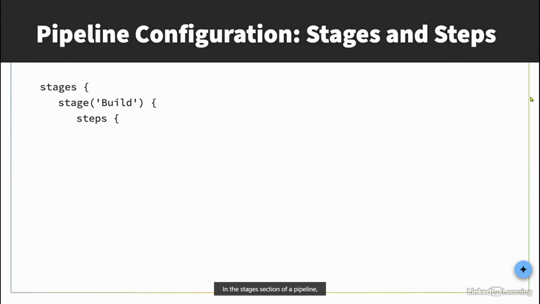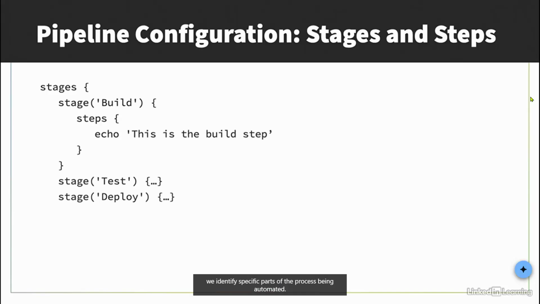In the stages section of a pipeline, we identify specific parts of the process being automated. If we were developing a CI/CD pipeline, for example, we could use stages named build, test, and deploy to represent the actions needed for an application deployment. Each stage must contain at least one steps section. In the steps section, we list the commands that actually do something. This is where we run programs, scripts, and commands that interact with the compute platform where the pipeline is running.